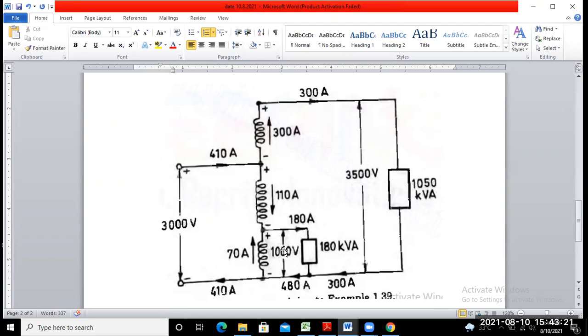So this is your already 1000, and this is your how much? That means 2000. If you take 3000 up to this point, and if you subtract 1000, then you will get the voltage of this one as 2000, and this third winding is your 500. So the total voltage from this point to this point is how much? 3000 from up to this point plus 500 from this point to this point. That means the total voltage is your 3500 volt.